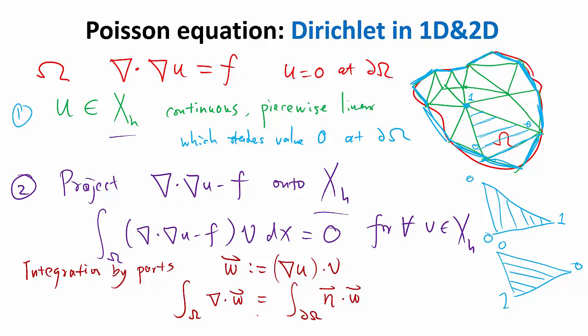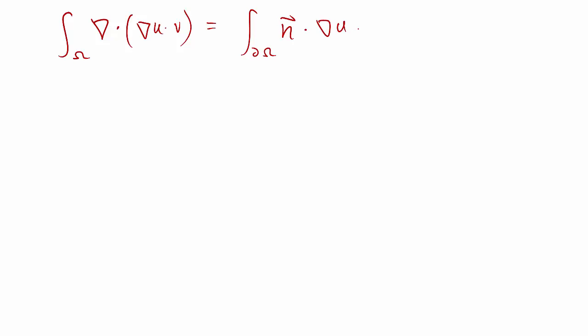And now if you apply this to W, that means the integration over the whole domain of the divergence of the definition of W, which is the gradient of U times V, is equal to the boundary integral of the normal dotted with the gradient of U times V. That's the application of the divergence theorem. And further, you can expand the divergence on the left-hand side.